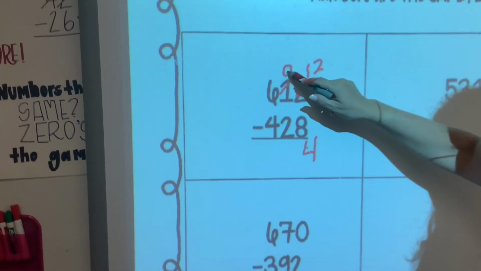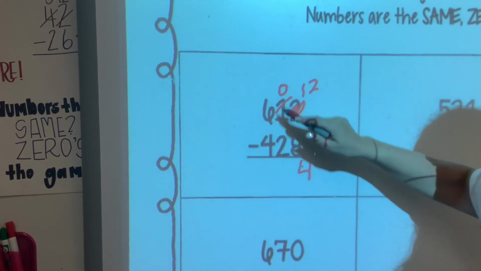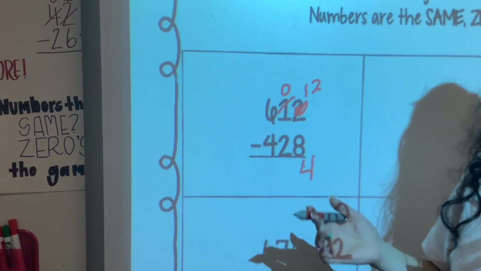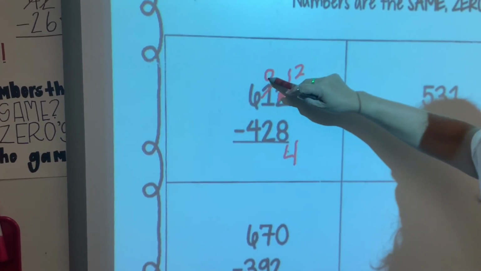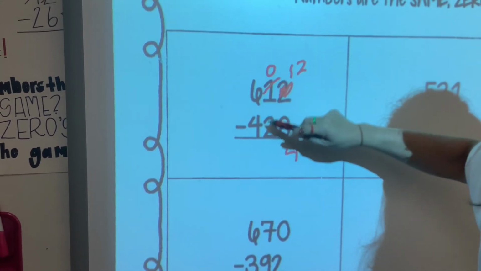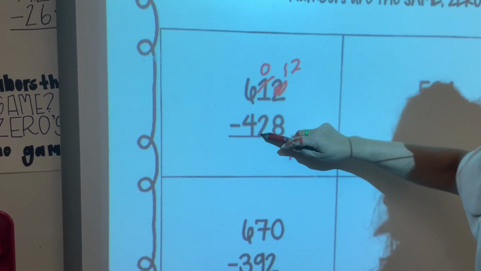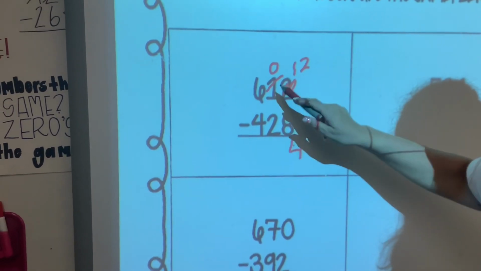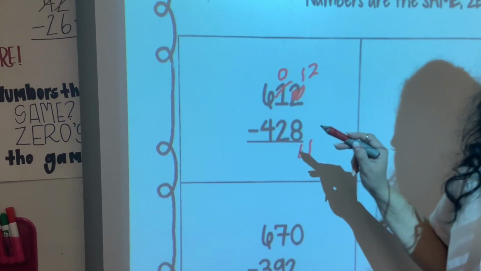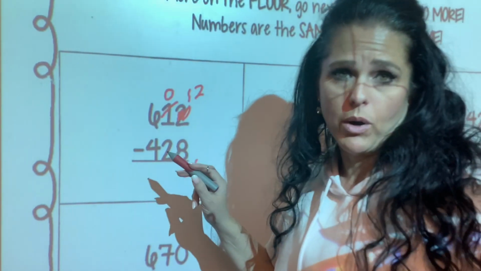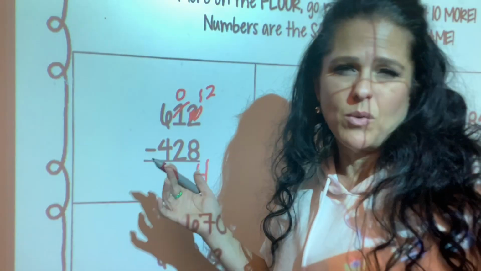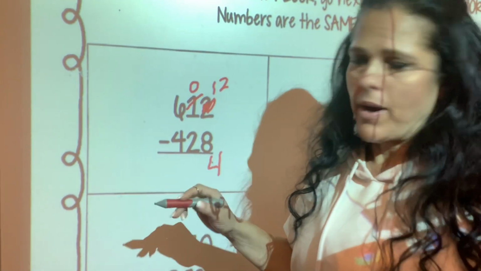Now, looking at my next column, same idea again. We can't subtract something if we don't have it. So I'm looking at my top number. I've got 0. My bottom number is 2. I cannot take 2 away from nothing. Same concept. I have to go next door. But this time I'm not going next door to get 10 more. I'm actually going next door to get 100 more. But we still put it as a 1 because that makes it a shorter writing for us.